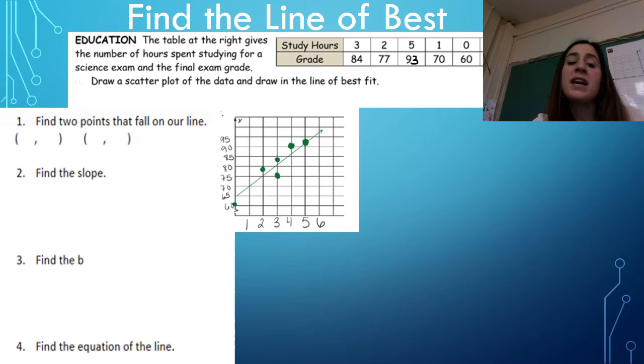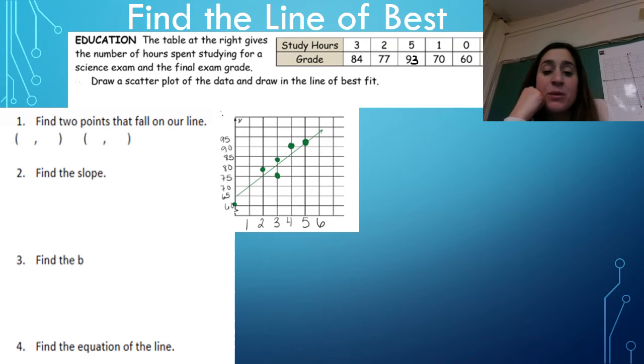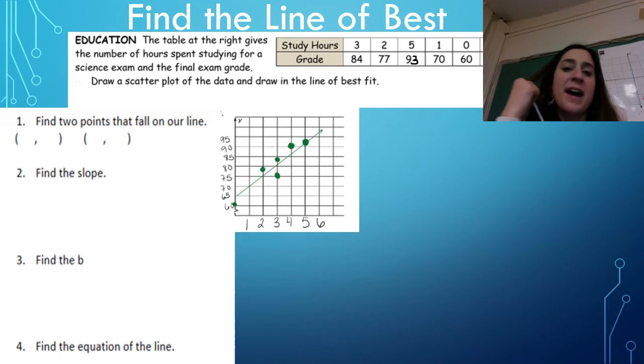Now that I've labeled my axes, I just plotted my points. I plotted (3, 84), I plotted (2, 77), I plotted (5, 93), and so on until I plotted all my points. Once I have my data plotted, the easy part is drawing my line of best fit. I want it to go in the middle of all of my points to show the trend.